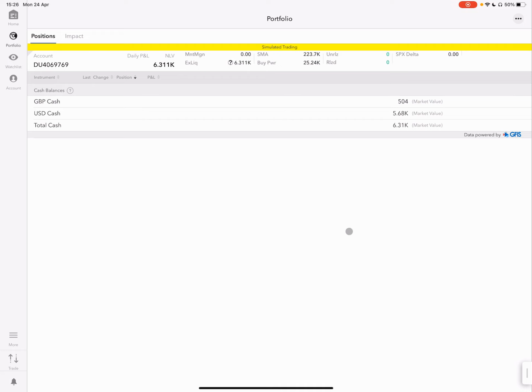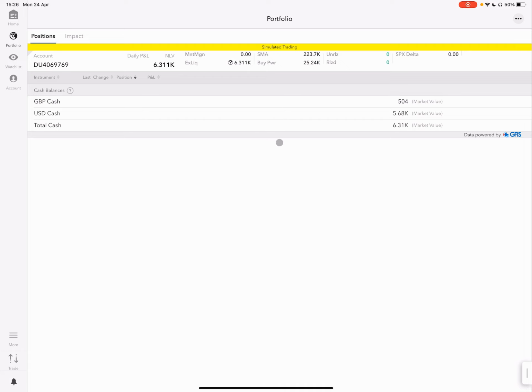So the key thing really to understand is our total cash on the account is $6,331. Our buying power is just over $25K, and that is our available funds times 4, as we talked through in the last video. Our margin maintenance at the moment is 0 because we have no open trades, and margin maintenance looks at the amount of margin that is needed to hold open positions. And our excess liquidity, again, is 6.3K, and that is our equity with loan value minus our margin maintenance. So again, check out the previous video because I go into it in a lot more detail.